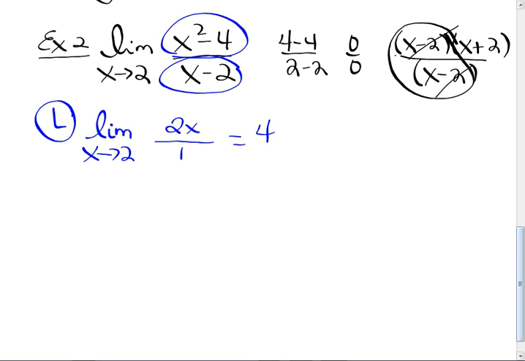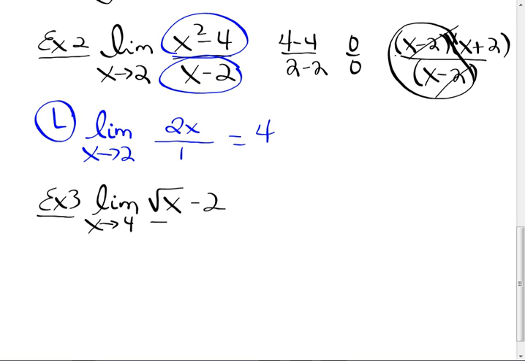This is the one I made up. I know you hated these. This is the limit as x approaches 4 of square root of x minus 2 over x minus 4. Remember those? You hated those, right? You multiply by the square root of x plus 2. Well, you can do that, or you can use L'Hopital's rule.